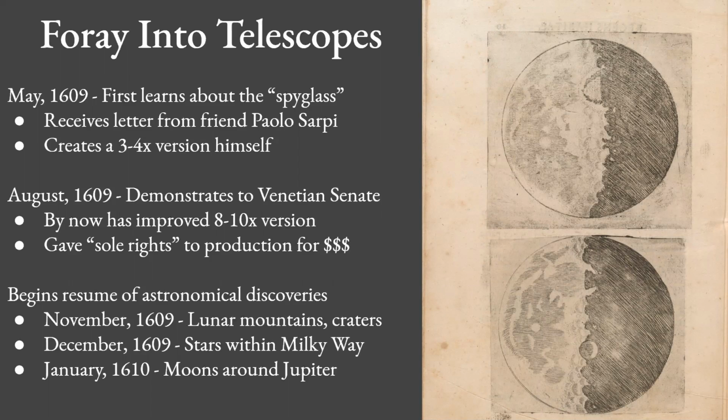A month after that, he starts exploring the Milky Way, which at the time just looked like this milky stream or band, and he notices the individual stars. And shortly after that, he famously discovers the moons around Jupiter, which is really one of the biggest game-changing things in the scientific revolution at the time.